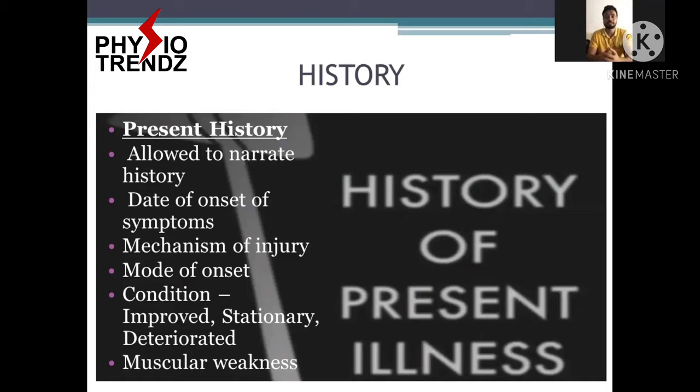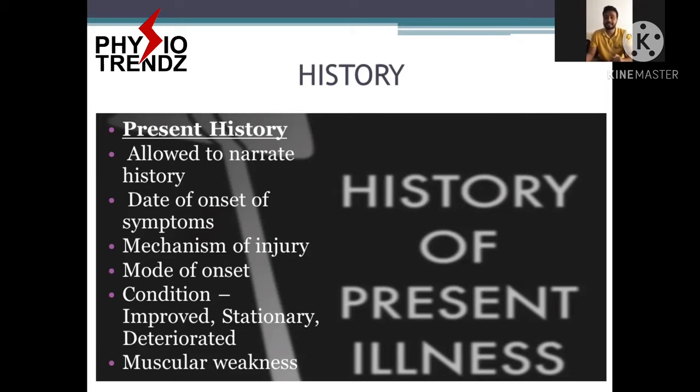History can be of different types. The first type of history, as you can see, is present history. Now, in present history, all these points we have to include, which allow us to narrate the history of the patient: why this particular condition has happened, how it has happened, what is the mechanism of injury, what is the mode of onset, whether it is sudden onset or gradual onset, how the condition is right now compared to when it started, whether it has improved, is stationary, or is deteriorating, and whether any muscular weakness is present or not. So all this information has to be included in present history about the present condition of the patient.